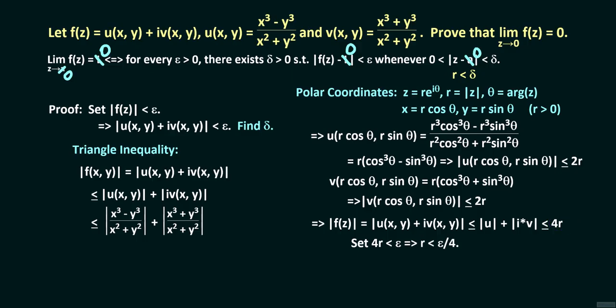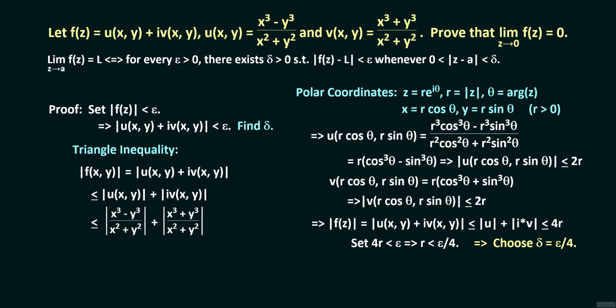This inequality has the form that matches the delta inequality that we are aiming for, where we have r less than something positive, and surely epsilon over 4 is positive, since epsilon is positive. So we choose delta to be equal to epsilon over 4.